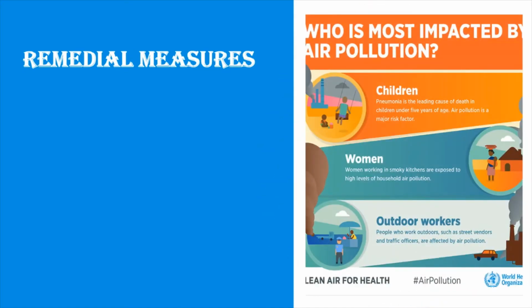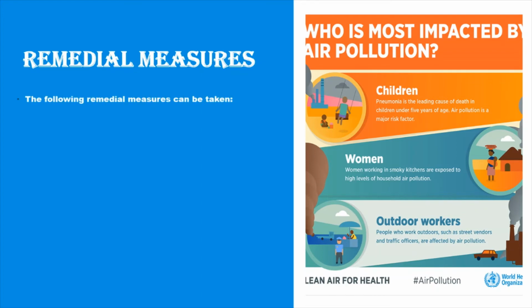Who is most impacted by air pollution? Children. Pneumonia is the leading cause of death in children under 5 years of age. Air pollution is a major risk factor. Women. Women working in smoky kitchens are exposed to high levels of household air pollution. Outdoor workers. People who work outdoors, such as street vendors and traffic officers, are affected by air pollution.